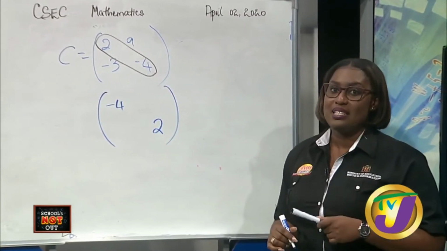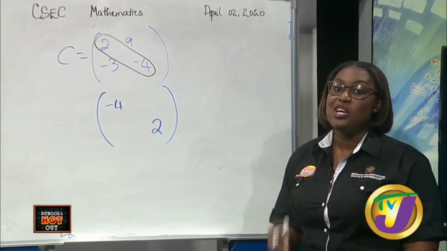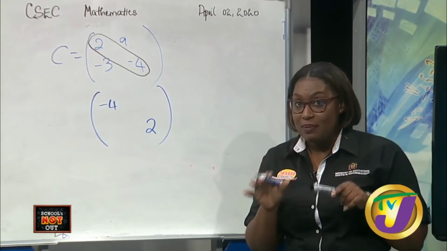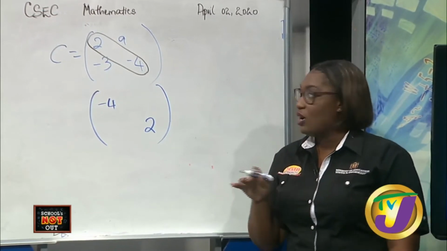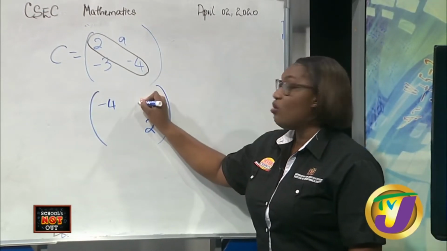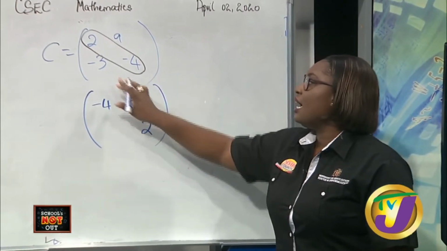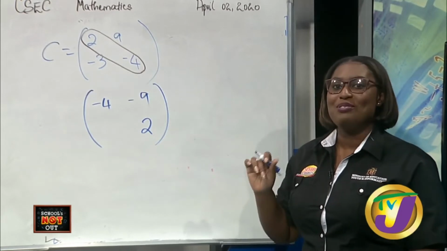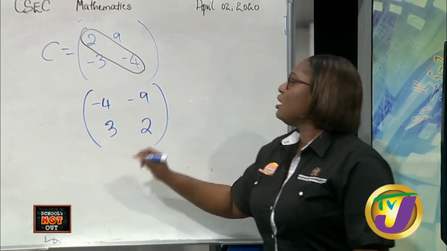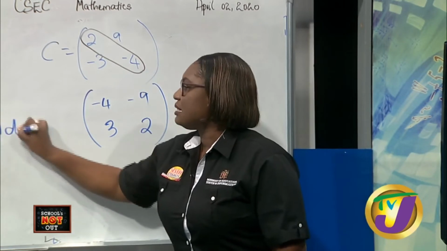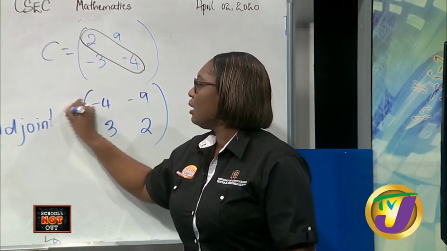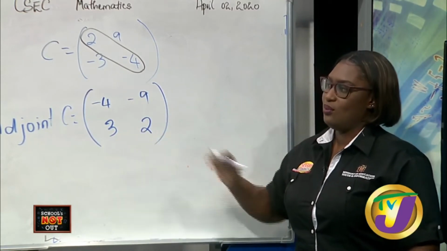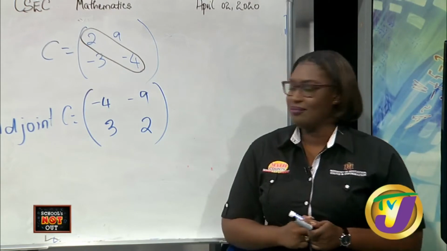The second thing that we said is that we're going to multiply the elements on our non-leading diagonal by -1. Again, we're just multiplying by -1, nothing more. So it is 9 multiplied by -1, which would give me -9. Yes. And -3 multiplied by -1, which would simply give me 3. Yes. So the adjoint of matrix C is simply -4, -9, 3, and 2. Good job, Brittany. Very good job.